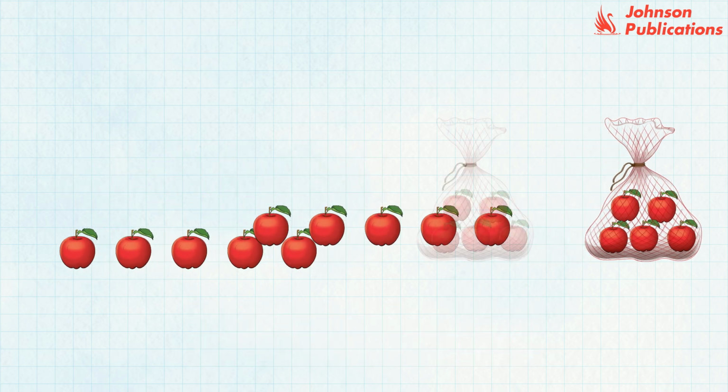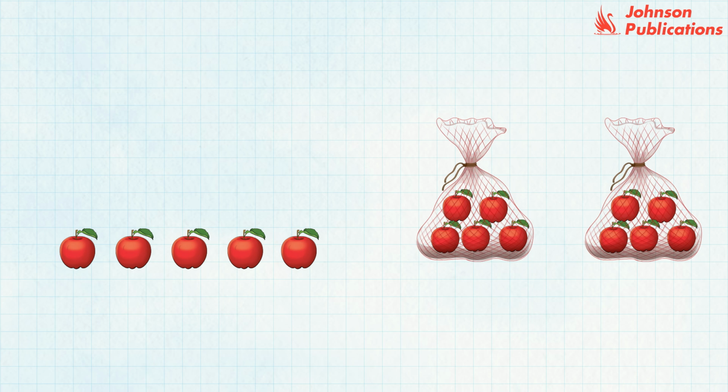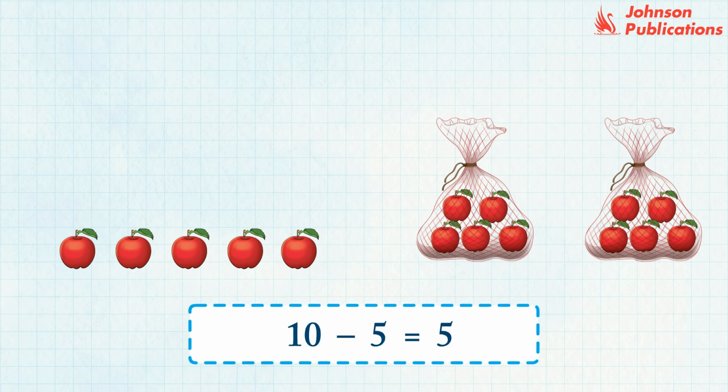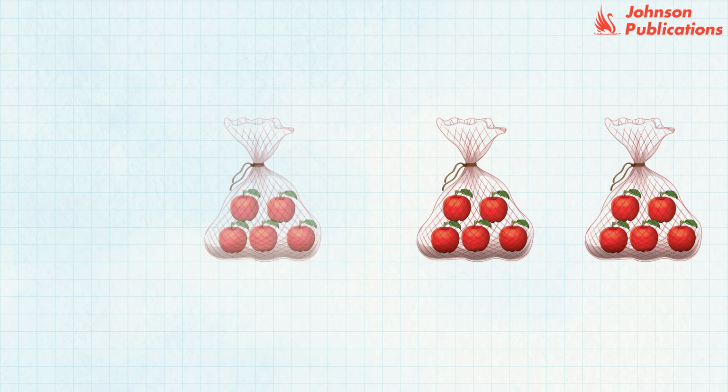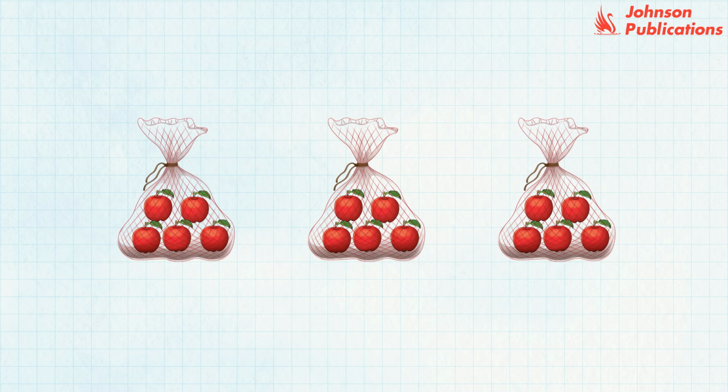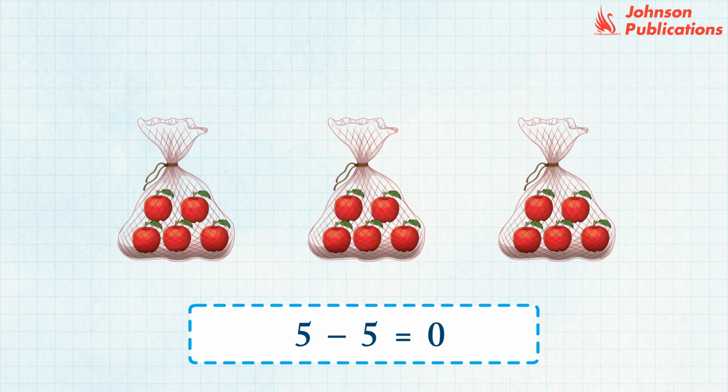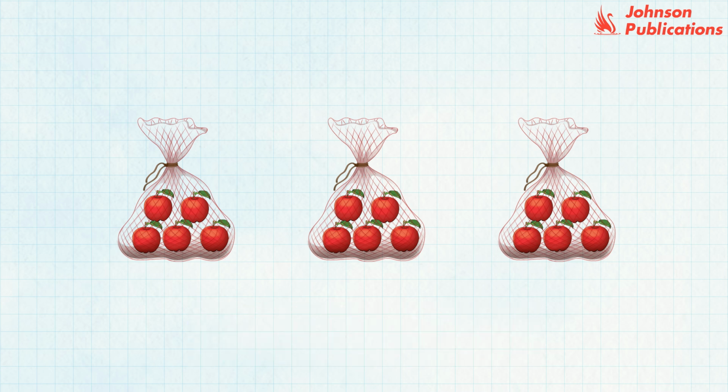She again packs another 5 apples in the second packet. 10 minus 5 is equal to 5. She is left with 5 apples. She still has 5 apples left. She puts these 5 apples in another packet. 5 minus 5 is equal to 0. She is left with 0 apples.